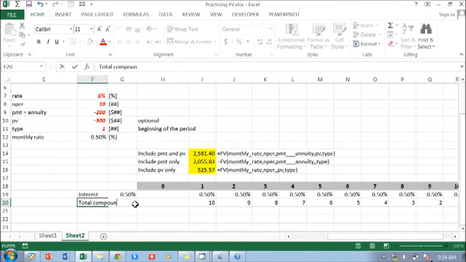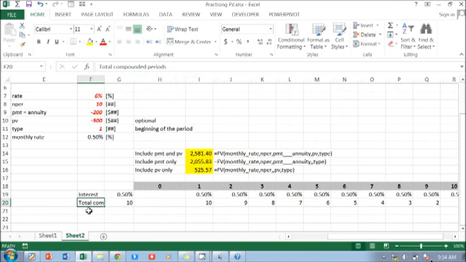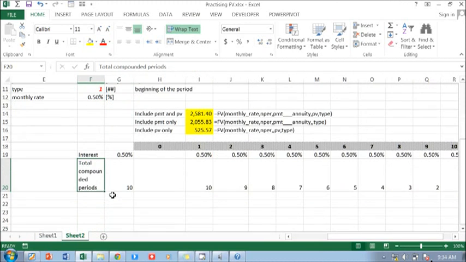Total compounded period, I guess. Hopefully it's correct. Just wrap up, I think, to make it short.